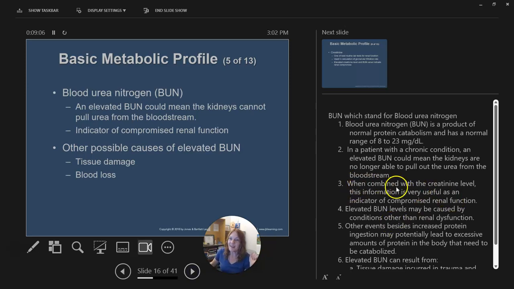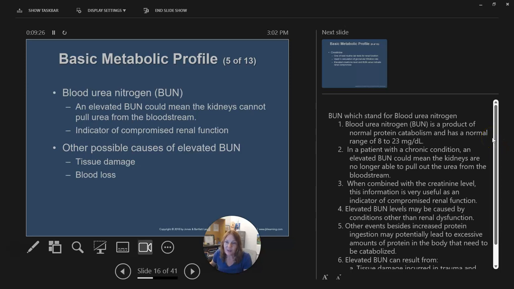On to our BUN. I love the BUN. If you only know a few, I think the BUN is one that helps you in the basic field as a paramedic a lot. BUN stands for blood urea nitrogen. Our blood urea nitrogen, BUN, is a product of normal protein catabolism and has a normal range of 8 to 23.